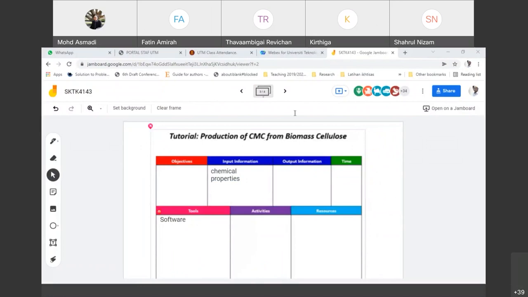How about the output? Output maybe high purity, maybe 99% of CMC, something like that, right? Input information like cellulose, PGA, okay, tools, okay, good. PGA, FTIR, that one is good. How about the objective? Anyone?